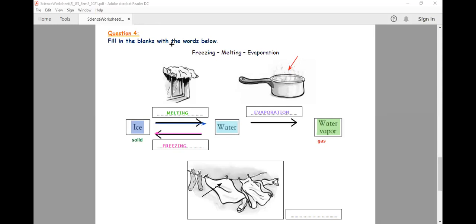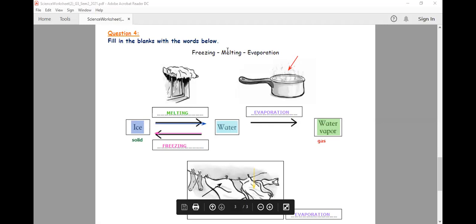Evaporation. Is this Hussein? Yes. Bravo, Hussein. This is evaporation. Why? Because the water that was in the clothes, so the clothes were wet, the water that was in the clothes, which is liquid, evaporated. It turns into gas, and the gas disappears into the air.